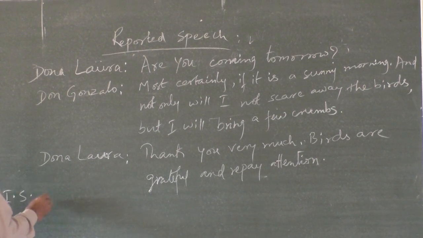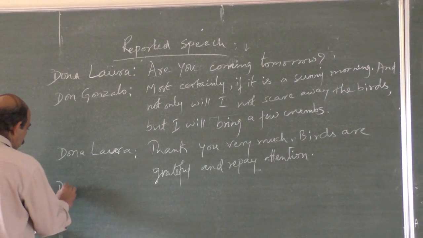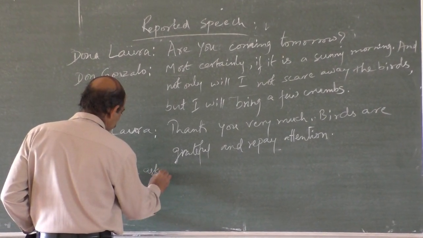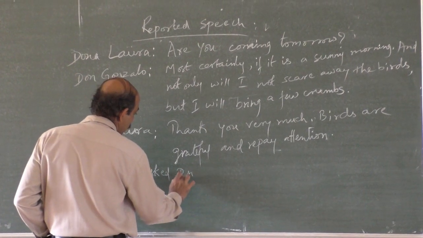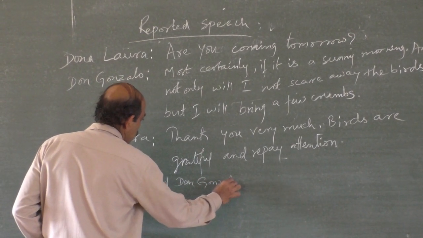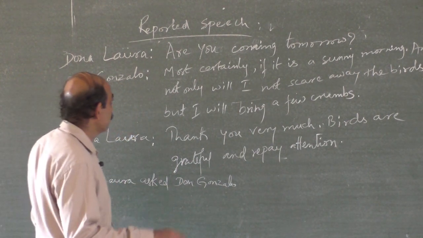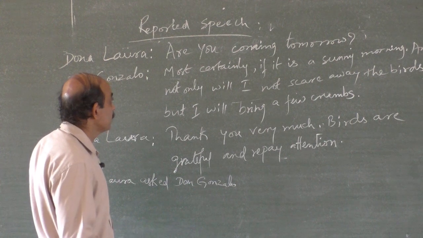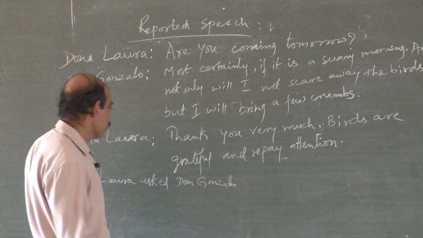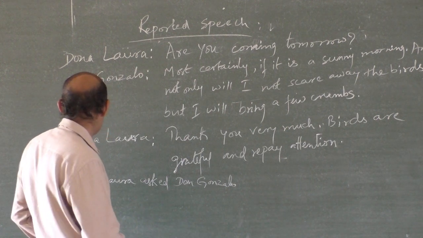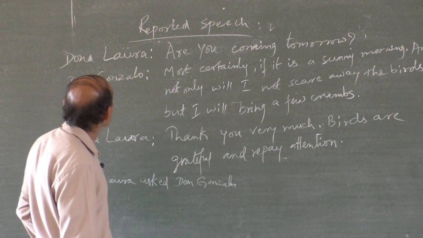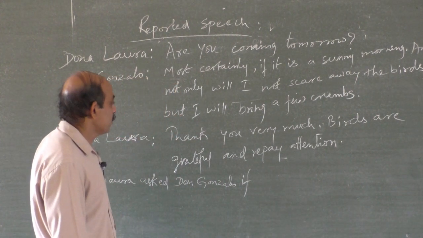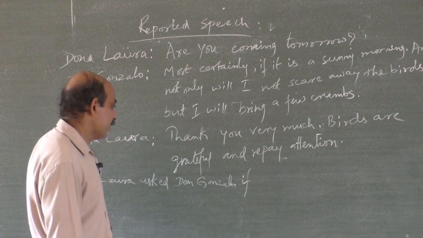Let me write IS, indirect speech. Dona Laura asked Don Gonzalo, then what do you have to write? You have to remember, you have identified that it is a yes or no question. Yes or no question in the sense it requires a conjunction. Which conjunction? If or whether. I told in the last class no other conjunction is acceptable. So Dona Laura asked Don Gonzalo if or whether, both are equally good, both are right, but I write only if, because it is only 2 letters and easy to write.